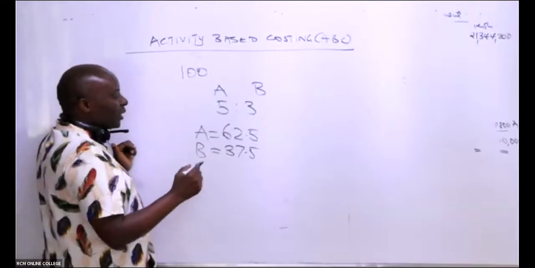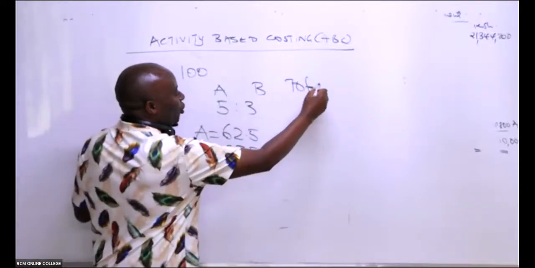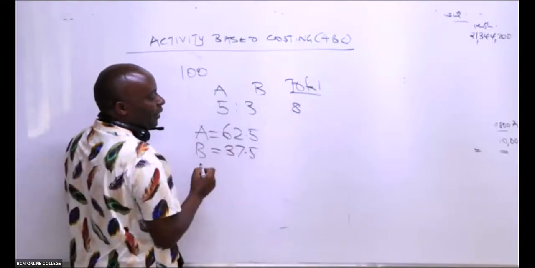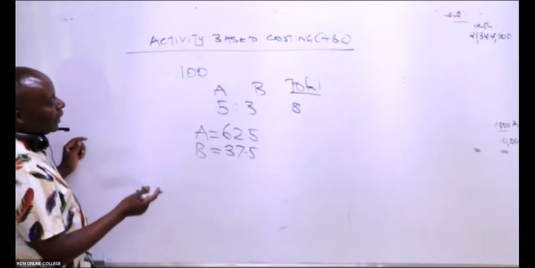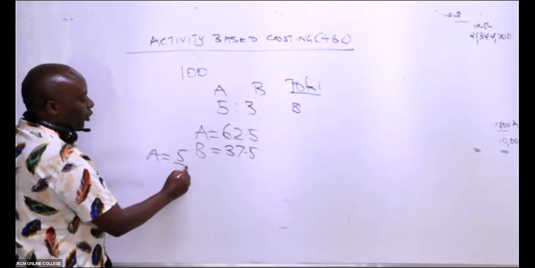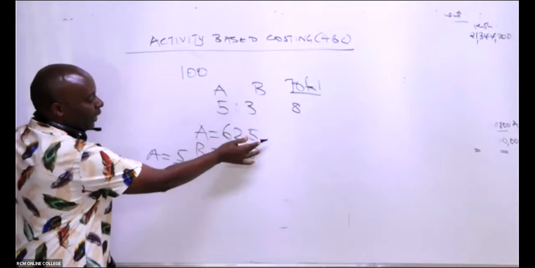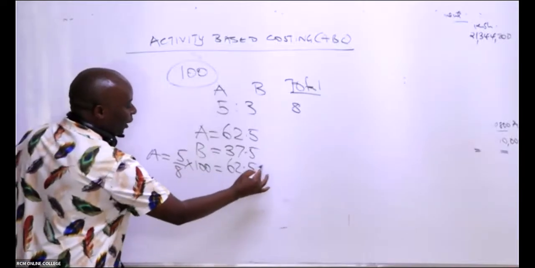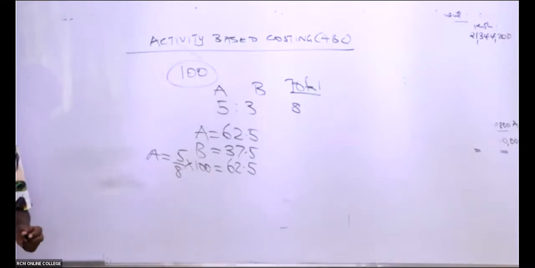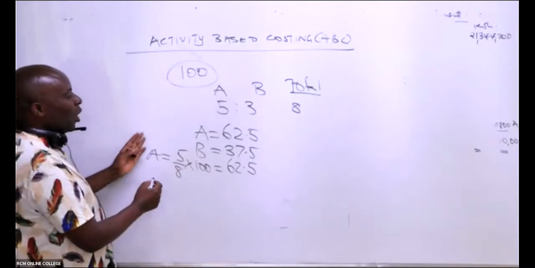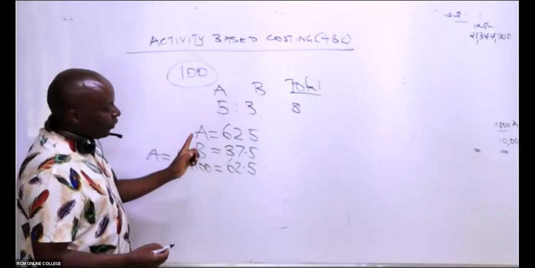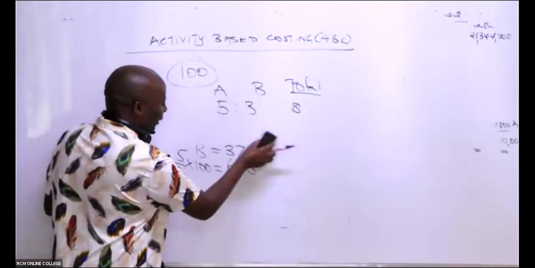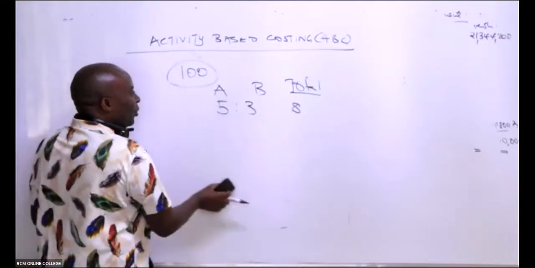I suppose somebody may have gotten the total ratio, which is 5 plus 3. That gives us what here? 8. And then somebody must have known that A will get the fraction 5/8 of the 100. That is how these students got the 62.5. And of course, B will get the other fraction, which is 3/8.